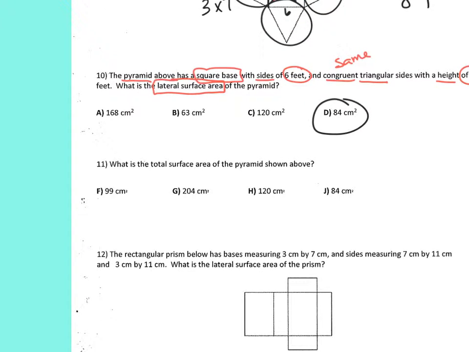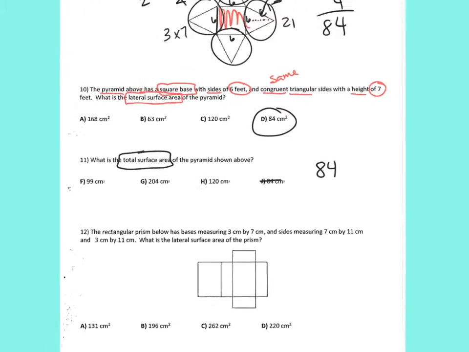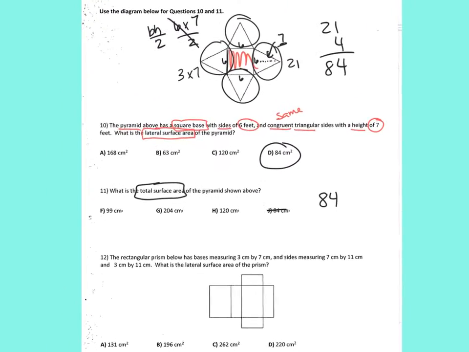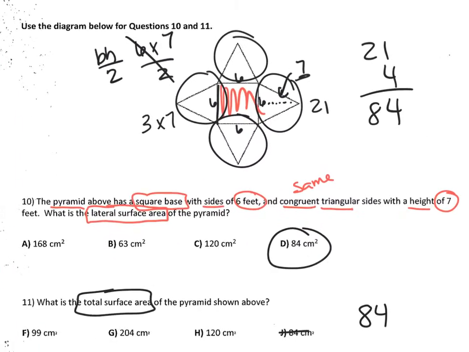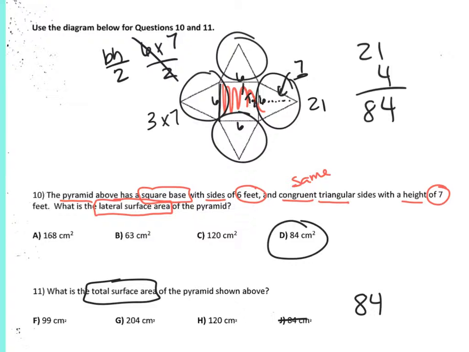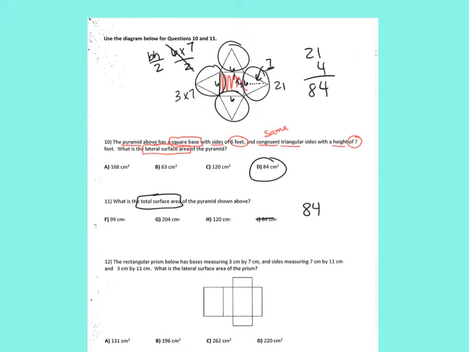So I already know that the lateral surface area was 84, so I can get rid of J. What am I needing to add to that lateral surface area? The square. Okay, the area of that square, which would be what? Length times width. 6 times 6 would be 36.